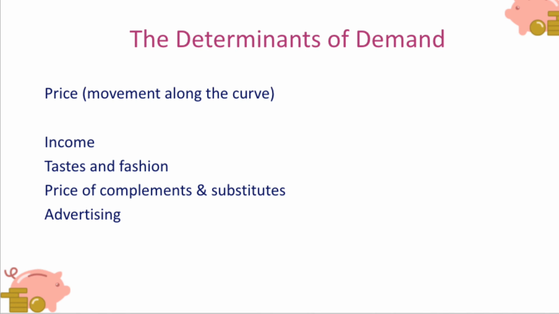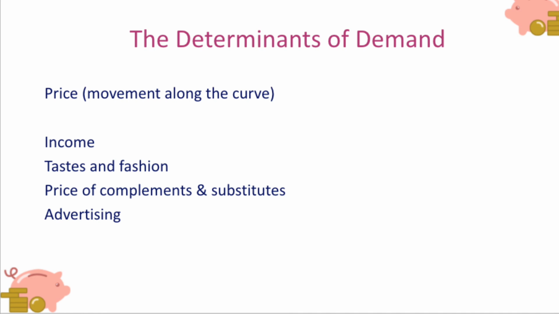If the price of a complement goes up, we want to buy less of the good in question. So for example, if the price of butter were to rise, we would buy less bread. So if the price of a complement goes up, the demand curve for the good in question will shift inwards.